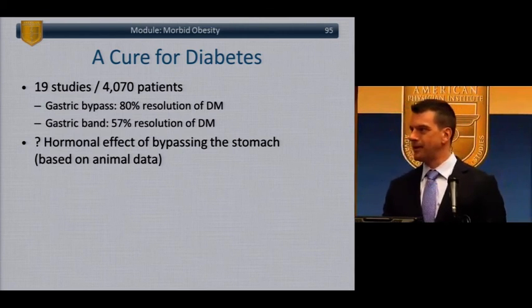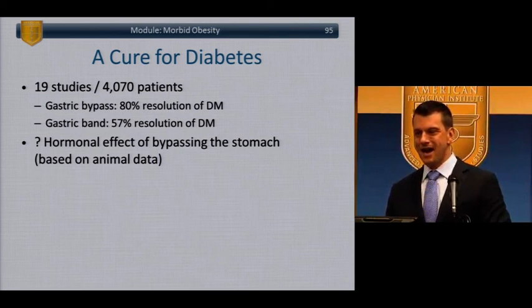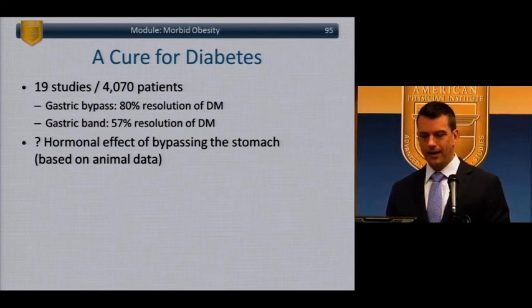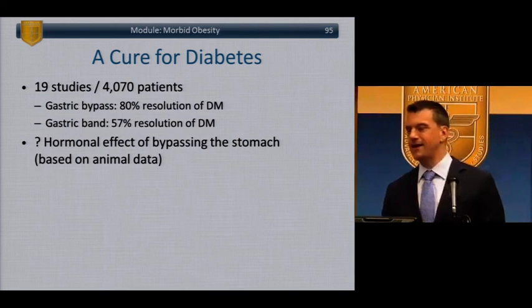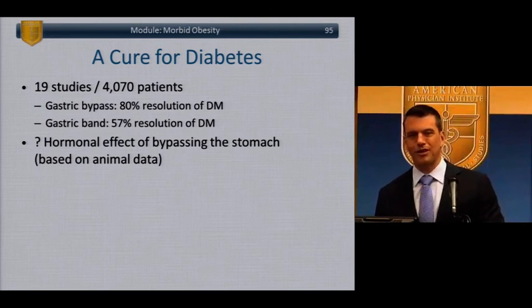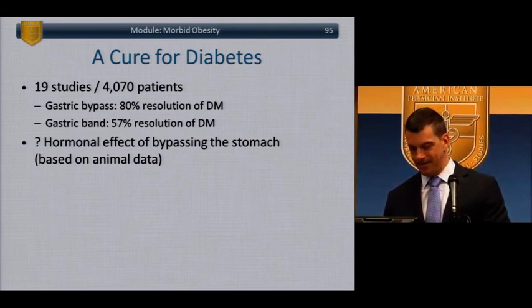It's that quick, and it's unclear which hormones or what's related to this, that the diabetes and the hyperglycemia turn around so quickly. But even the band can have 50% resolution in diabetes. So this is really probably one of the best things we get out of these operations, and the long-term sequelae of diabetes are eliminated.